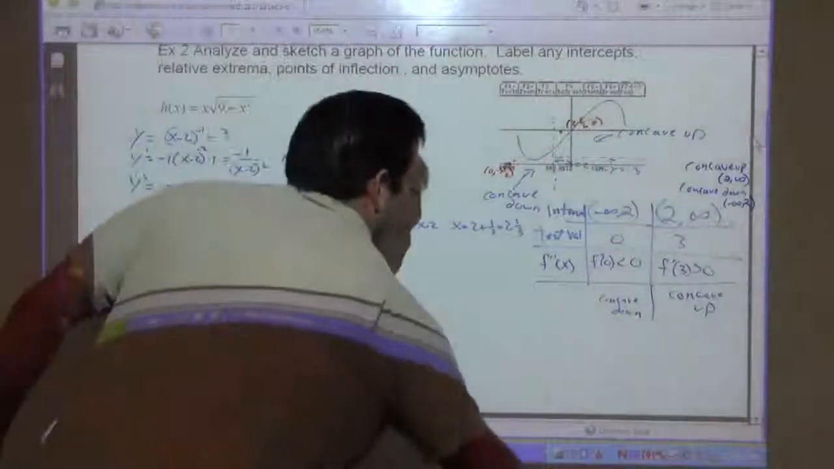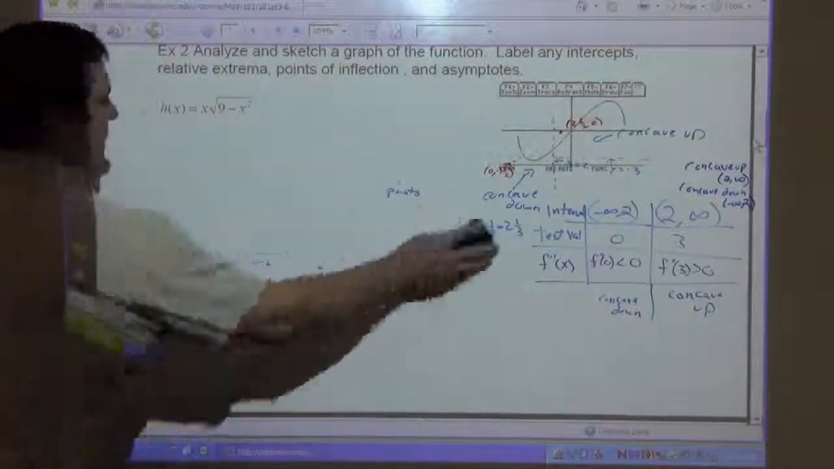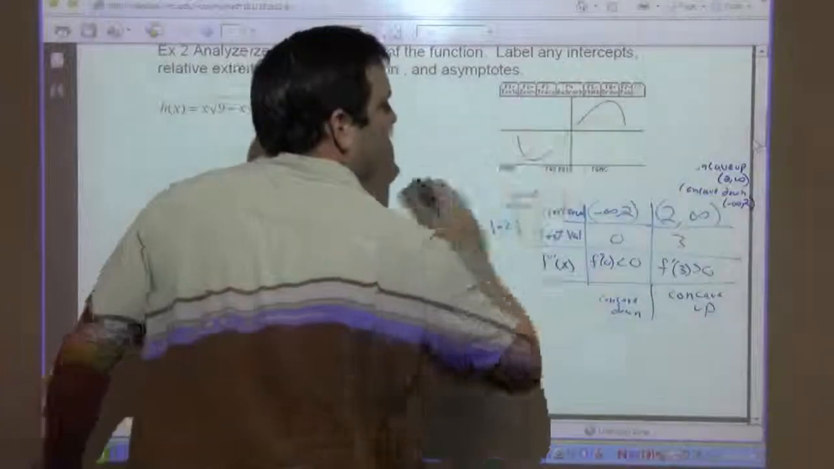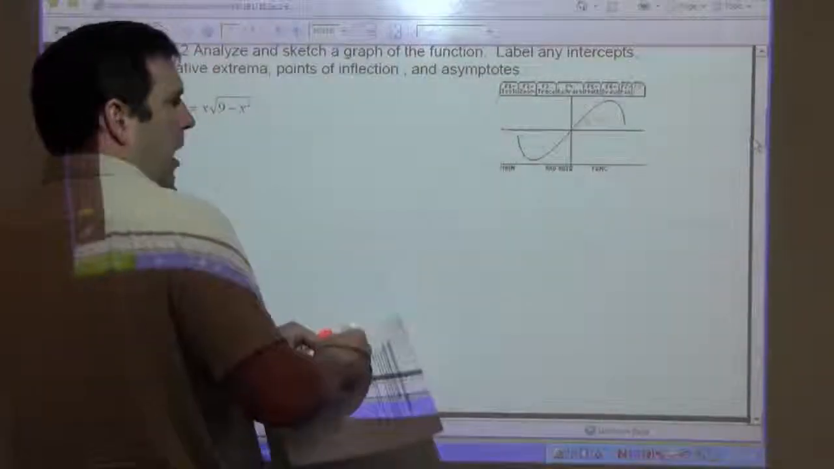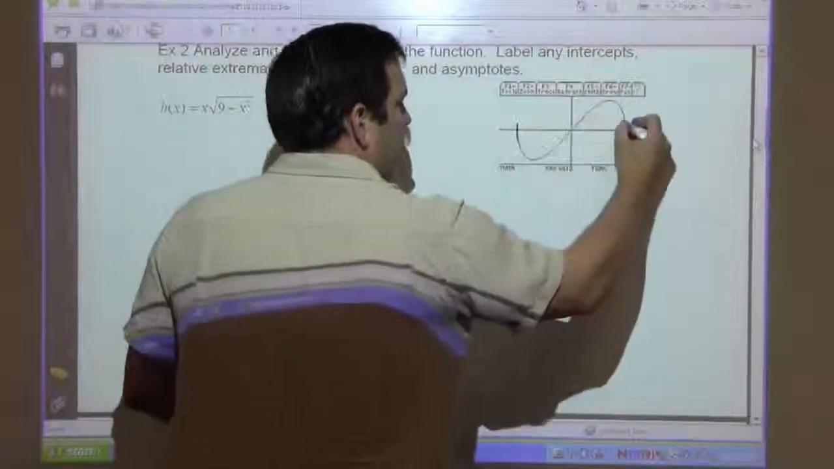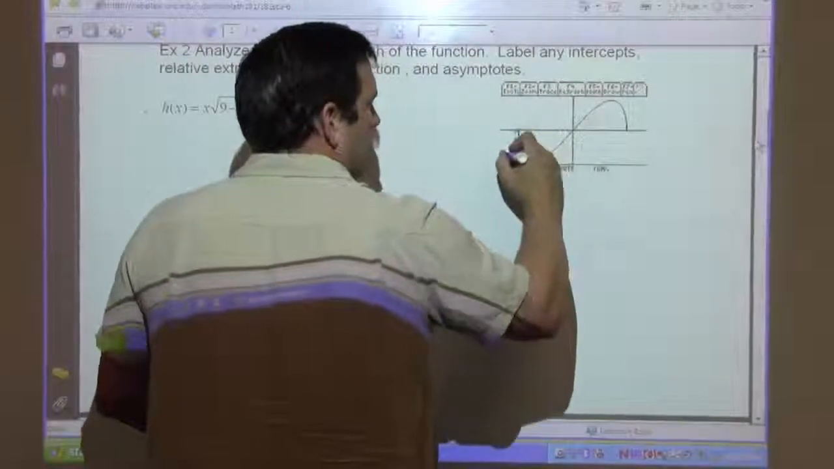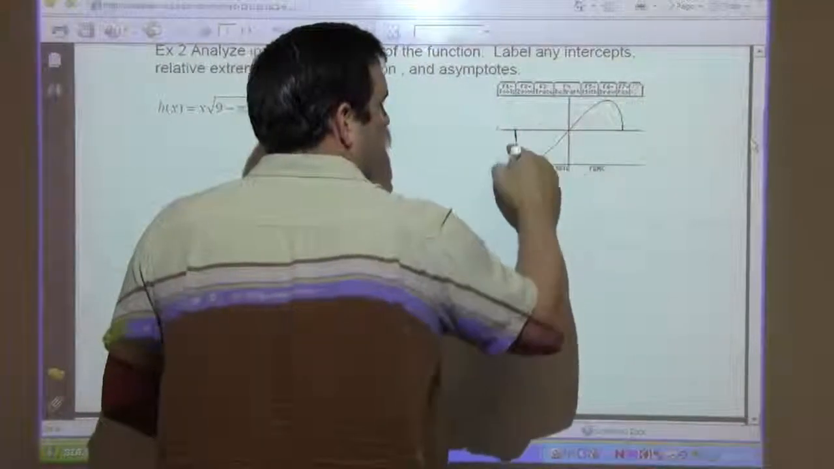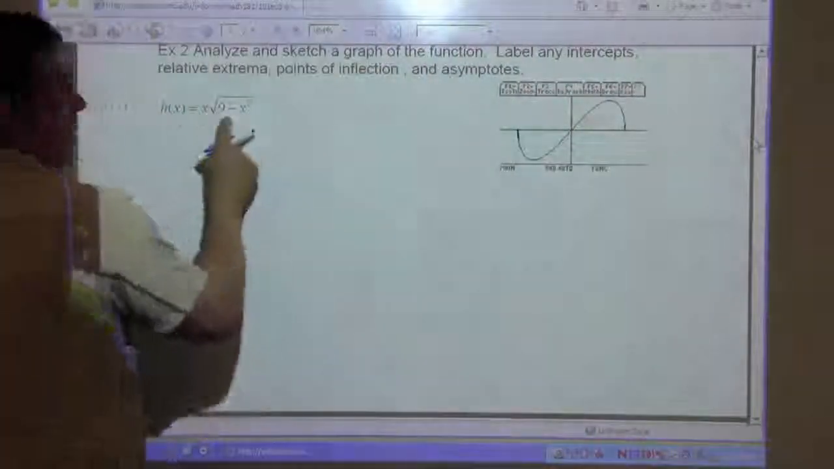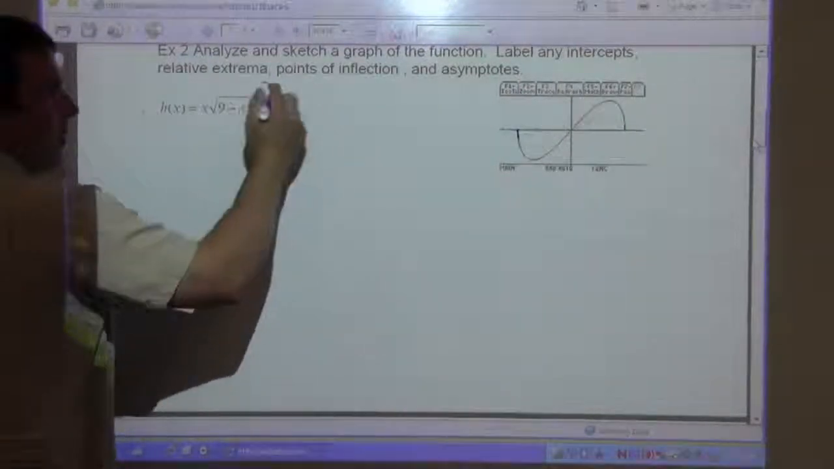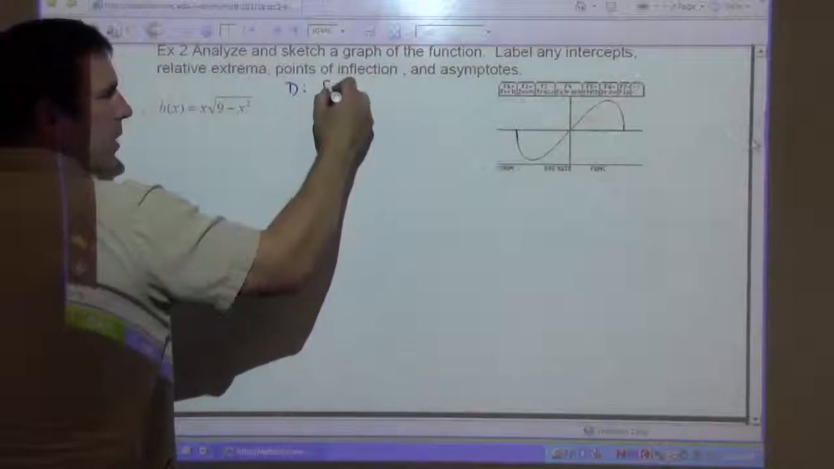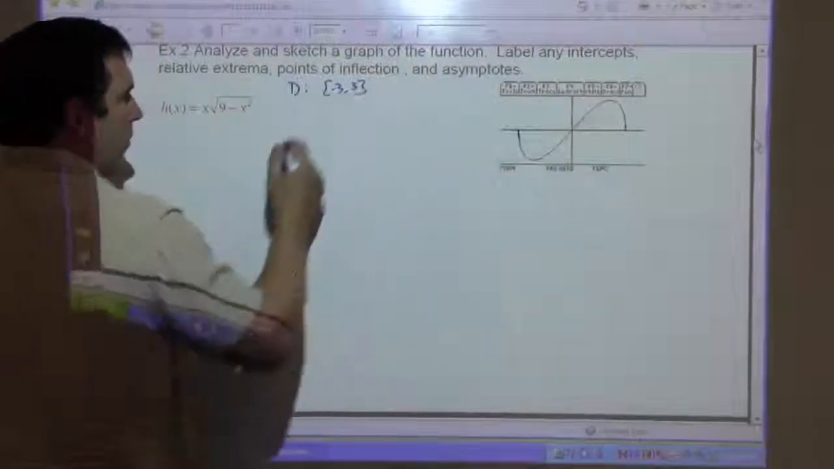Now for the next one here, we're looking at y, or h of x equals x times the square root of 9 minus x squared. And this graph does indeed stop there and there. It goes to that point, but it stops there at negative 3 and goes to positive 3, because 9 minus x squared, you're looking for where this is going to be positive. So our domain here is going to be negative 3 to 3.